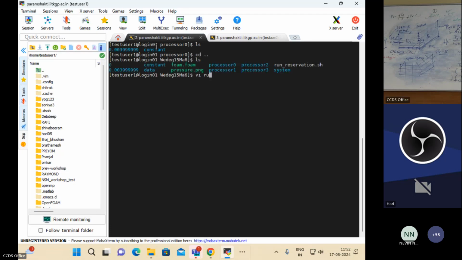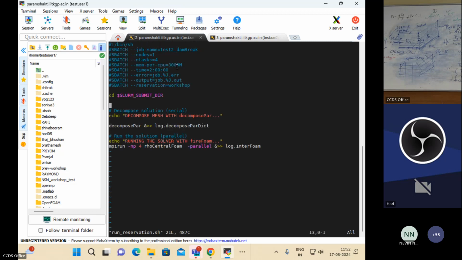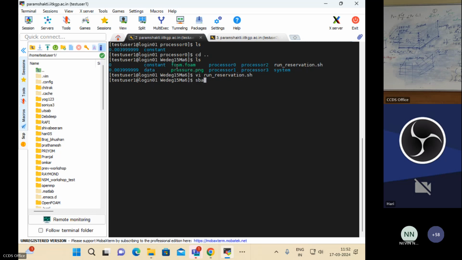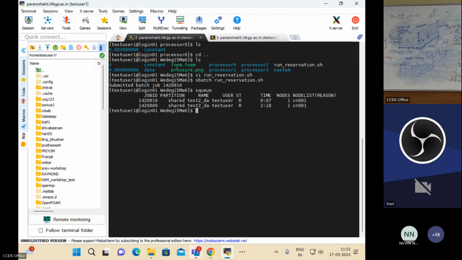And for running the file again, all these entries were explained yesterday. I have already set the script file for this. Need to use sbatch run reservation.sh. And if you do sq, somebody has already fired a run two minutes ago. So I fired my run.